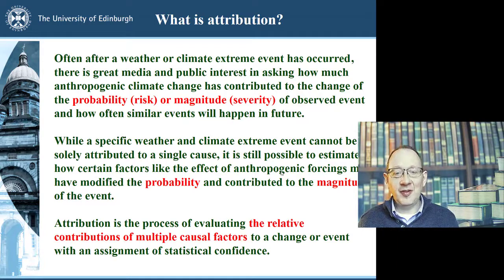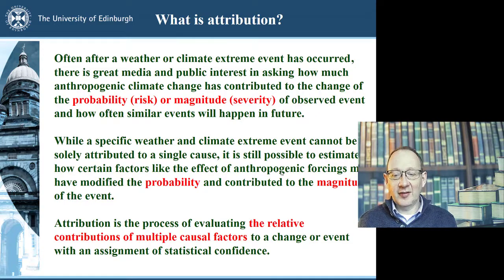A specific weather and climate extreme event cannot be solely attributed to a single cause, and you'll see in the next few slides that this is because weather variability plays a big role. But it's still possible to estimate how certain factors, like the effect of anthropogenic forcings, may have modified the probability and contributed to the magnitude of the event. And those are the key things we want you to get out of this workshop.